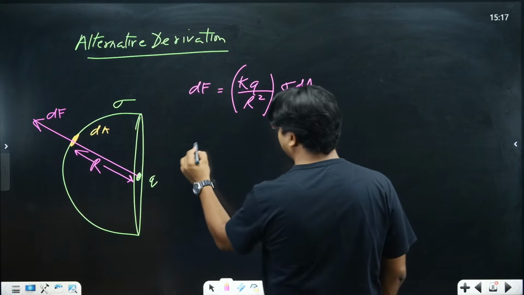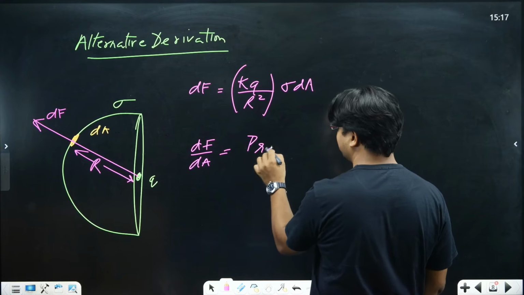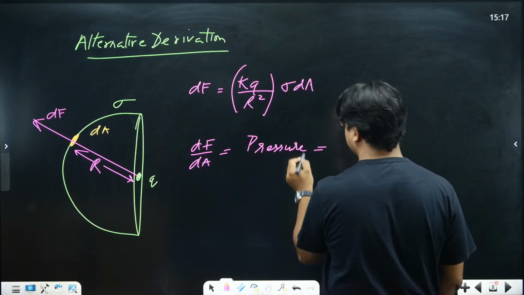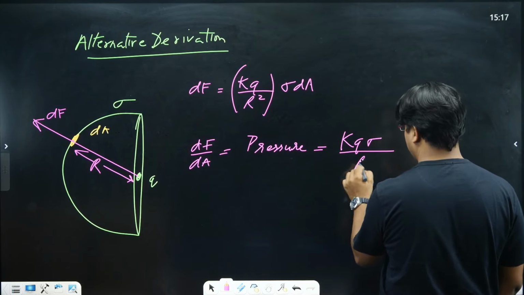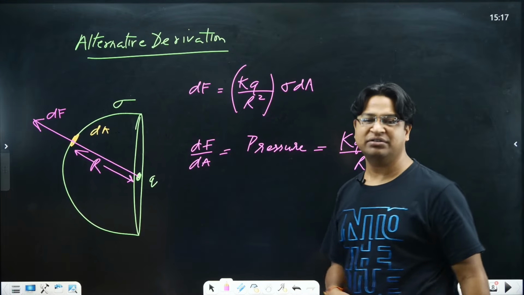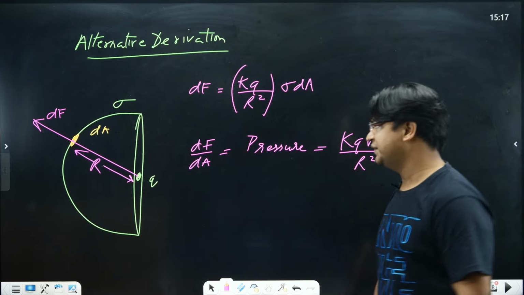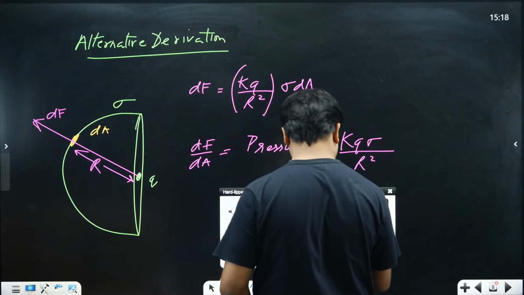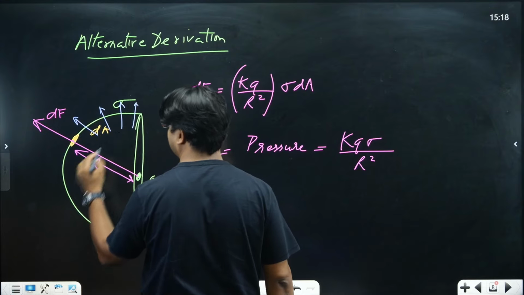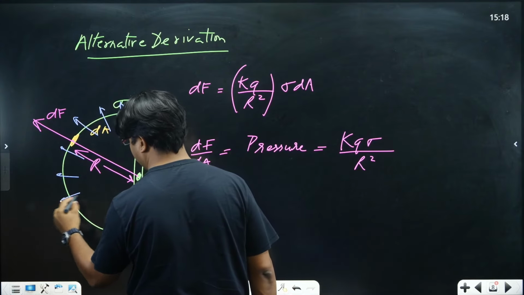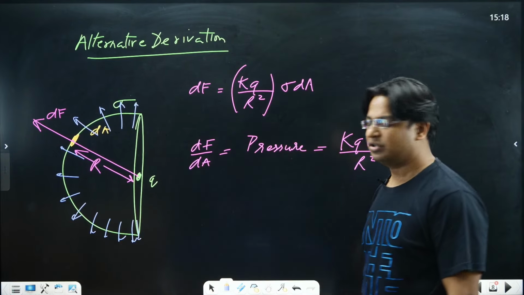Now if I bring dA on the other side, then this is nothing but pressure, force upon area. This pressure is kq sigma by r square. And if you notice, this pressure will be the same at all points of the hemisphere. The same pressure exists here, here, here, here, much like the hydrostatic pressure or the atmospheric pressure.